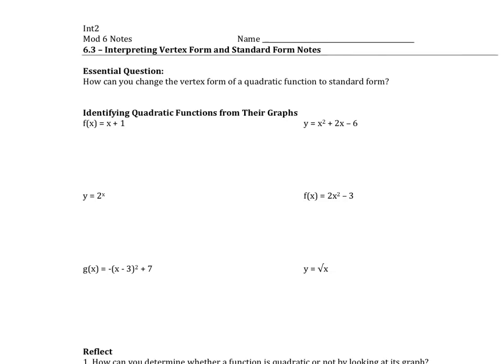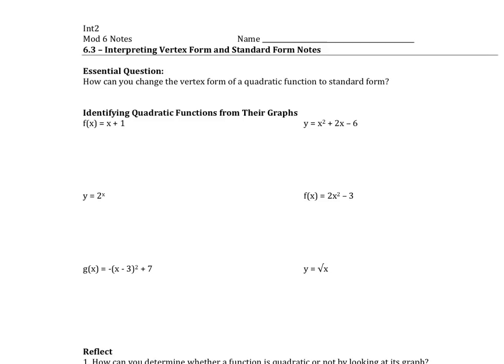Okay, continuing on our work with quadratics. We've talked about vertex form. Now we're going to add a little bit of standard form and how to interpret those. Also how to identify what quadratics are. So one of the essential questions: how can you change the vertex form of a quadratic function to standard form? Again, it's also identifying information from standard form, like we saw when we did vertex form.